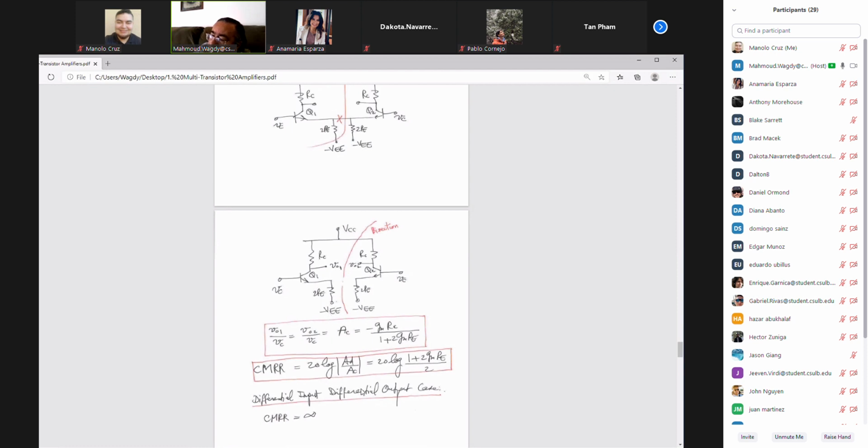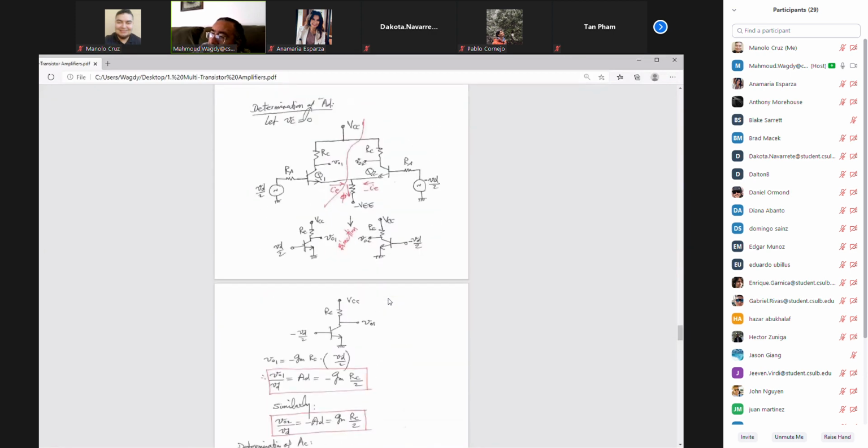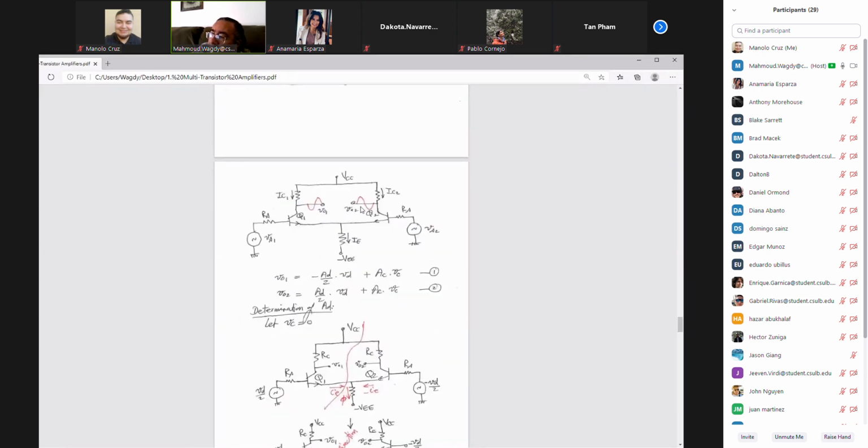So you're dividing in the numerator the differential part divided by the common mode part. You're gonna get infinity. So let me say this. When you take the output differentially between VO1 and VO2, you're gonna get infinite common mode rejection ratio if you take the output differentially between these 2 points.